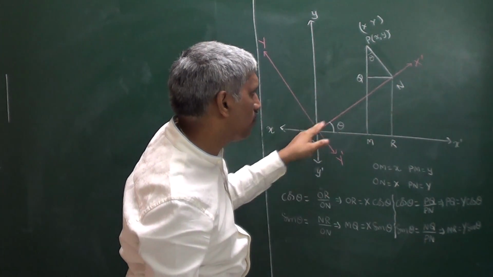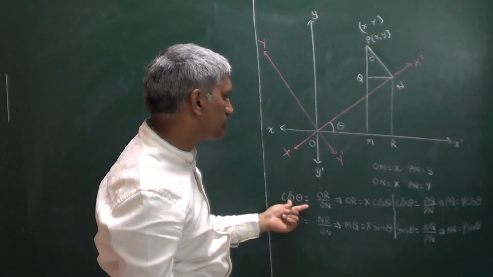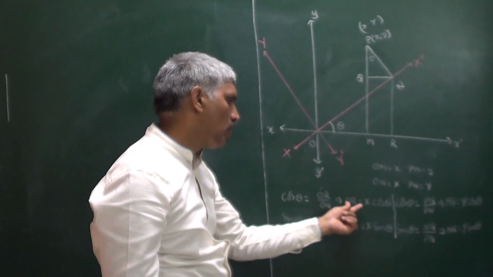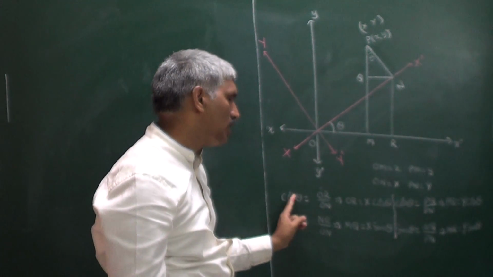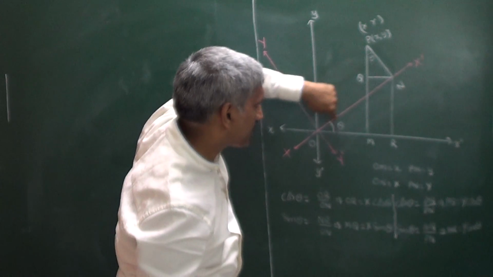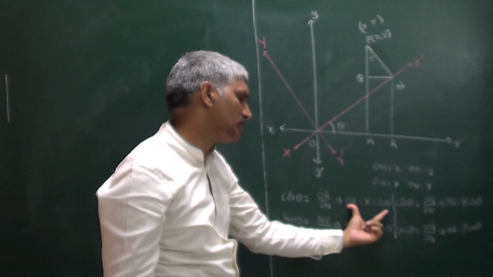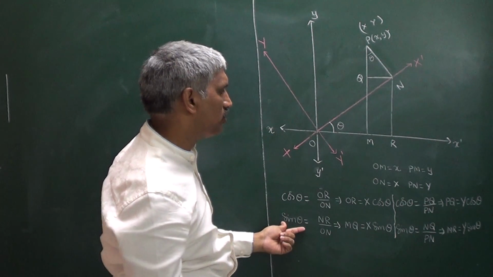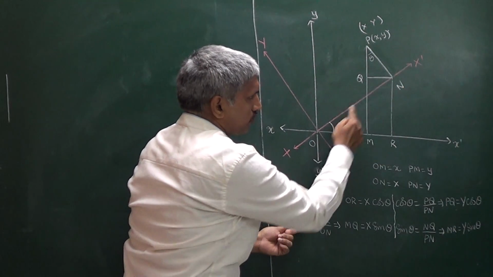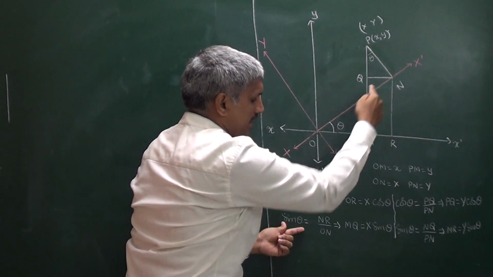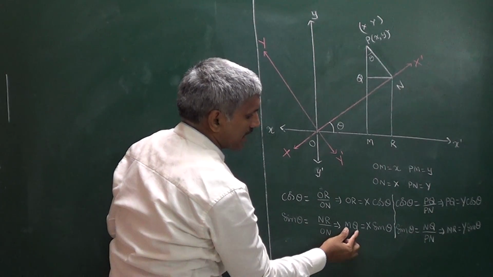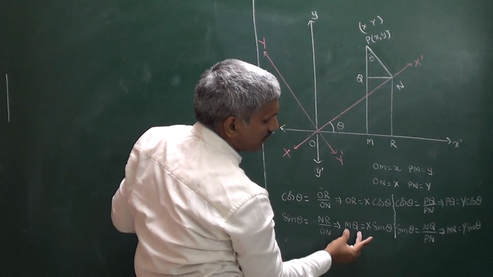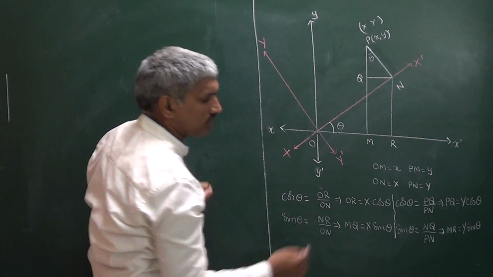From the triangle ONR we can write cos theta is equal to OR divided by ON. Therefore OR is equal to ON cos theta. But this ON is nothing but capital X, right? That's why OR is equal to X cos theta. From the same triangle, sin theta is equal to the opposite side NR divided by ON. NR is the same as MQ. That's why we got MQ is equal to X sin theta.